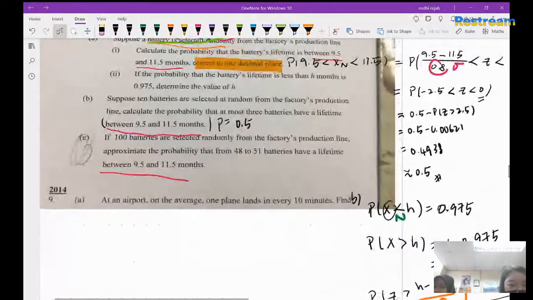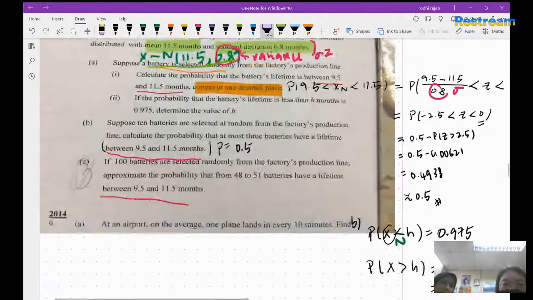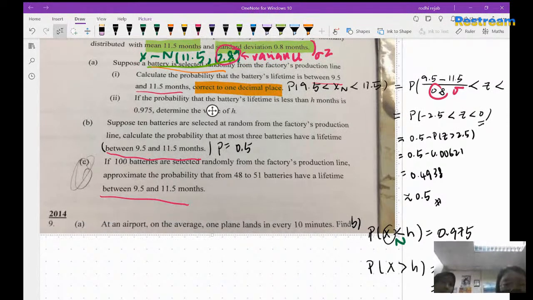So next, B. B says suppose 10 batteries are selected at random from the battery production line. From here we will know that this is a binomial because of the 10 batteries here. So n equals 10. So this is binomial.